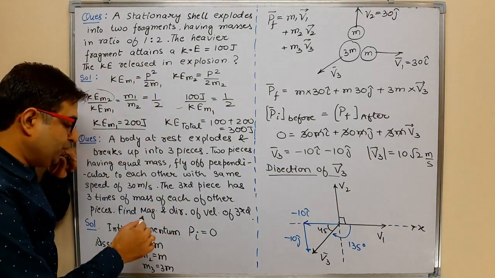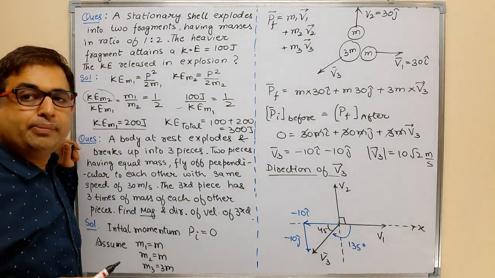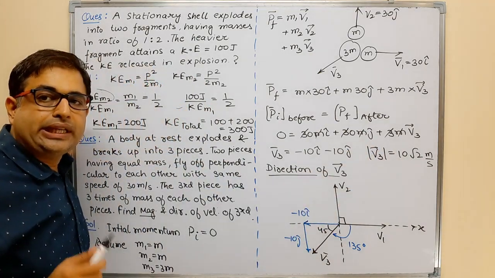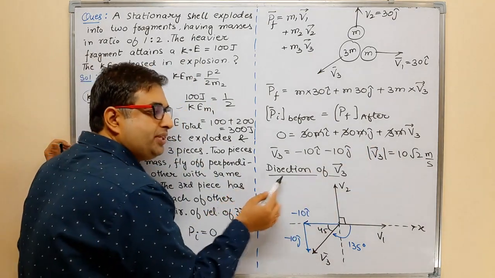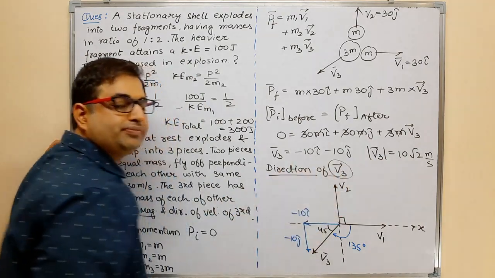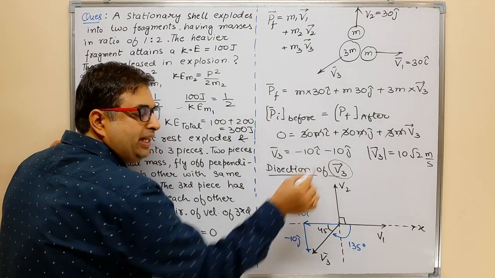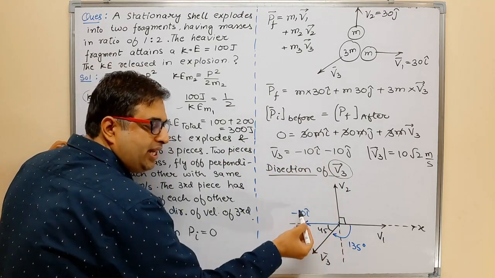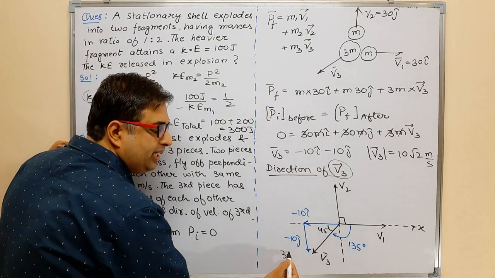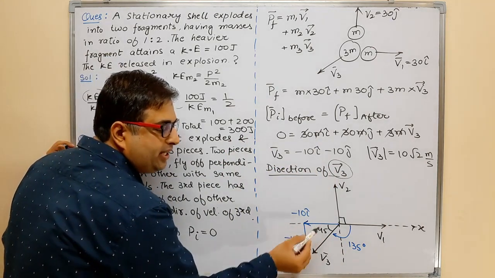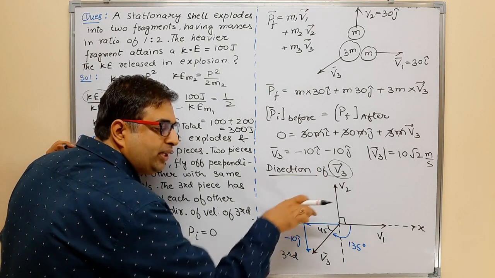So the magnitude of the velocity of the third mass is 10 root 2. Now let us calculate the direction. For direction, let us draw the velocity v3. v3 is minus 10i minus 10j, that means it is in the third quadrant. In the third quadrant, this is 10, this is 10, then tan theta is perpendicular upon base.